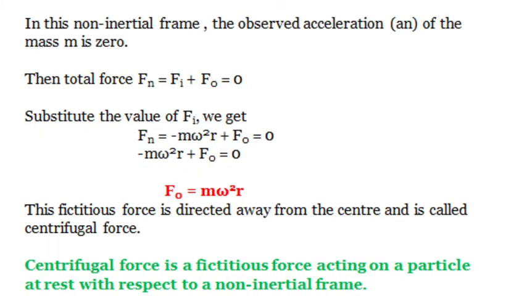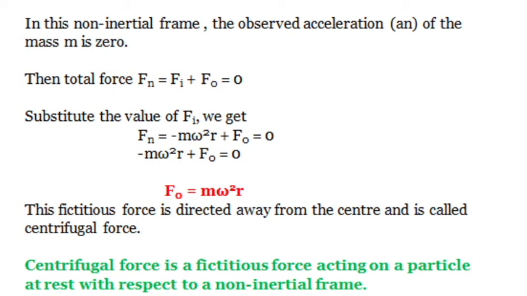Then in the case of the non-inertial frame, but in the previous slide we explained the case of the inertial frame, the force is minus m omega square r. In the case of the non-inertial frame, the observed acceleration an of the mass is 0. The reason is that in the second frame this particle is at a state of rest. It is not moving, so there is no velocity. If there is no velocity, then acceleration is 0.